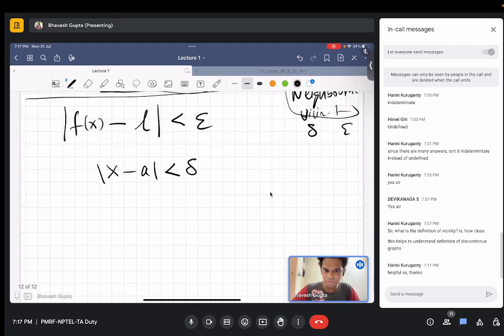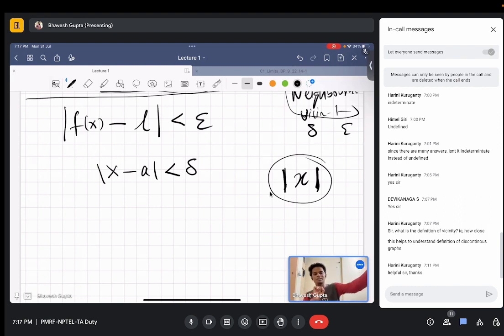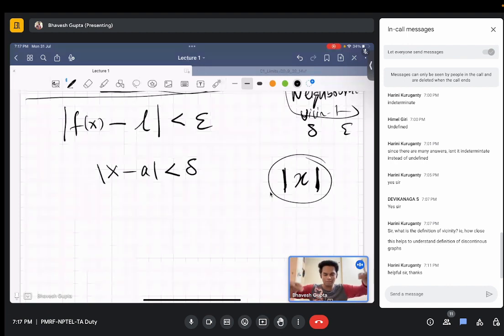So let me make you understand what this notation is. First you need to understand what you mean by this. This is a modulus function. The role of this modulus function is basically to calculate the distance between two numbers. Let's say between these two vertical lines, if I put x, what does this tell you? This basically tells you the distance of this point compared to the origin. So whenever you want to invoke the definition of distance in your mathematical framework, you use these vertical lines.